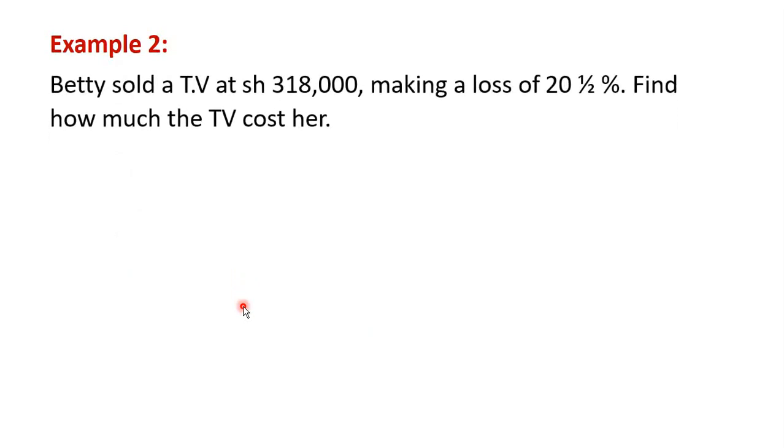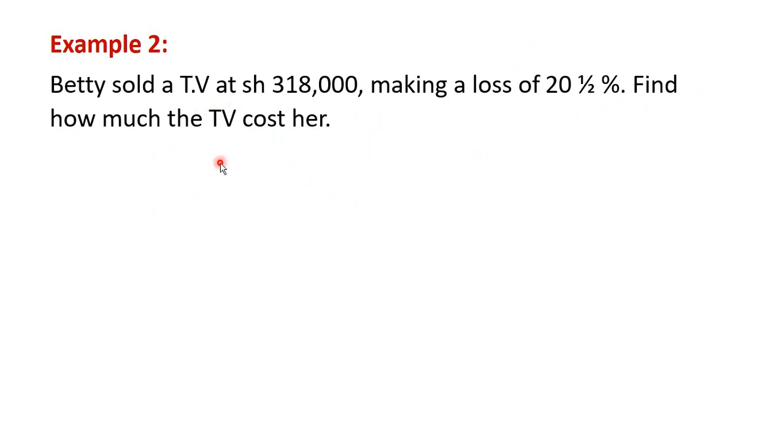Let's look at the second example, example 2. Betty sold a TV at shillings 318,000, making a loss of 20.5%. Find how much the TV cost her. So here is Betty. She sells the TV at 318,000 shillings. She made a loss. That means she must have bought it at a much higher price. So we need to get how much she bought that TV set.